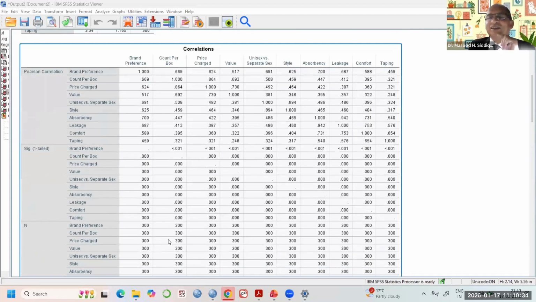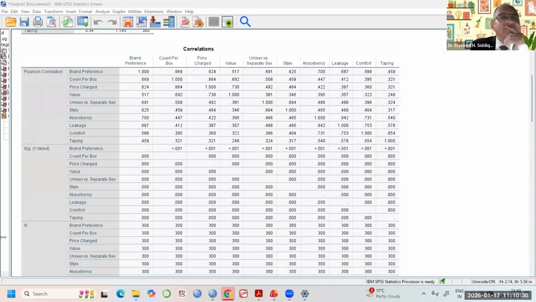So this is the correlation table, right? Just to give you the basic idea that we are expecting multicollinearity in the very start. Now this is a symmetric matrix. Symmetric matrix means we are getting the similar terms on the rows and similar terms on the columns. Like here, this 0.669 is the correlation coefficient between the brand preference and the count per box. In the same way, 0.669 is the correlation coefficient between count per box and the brand preference, right?